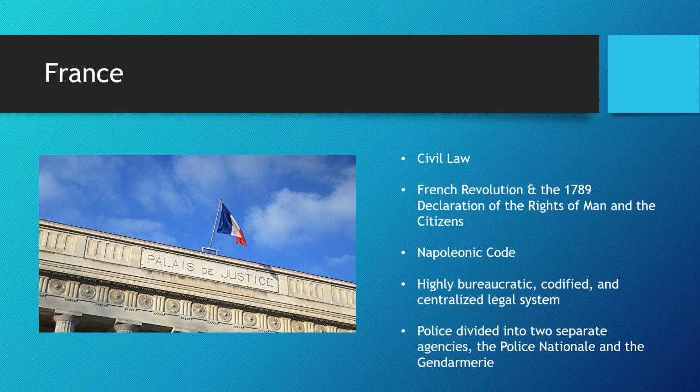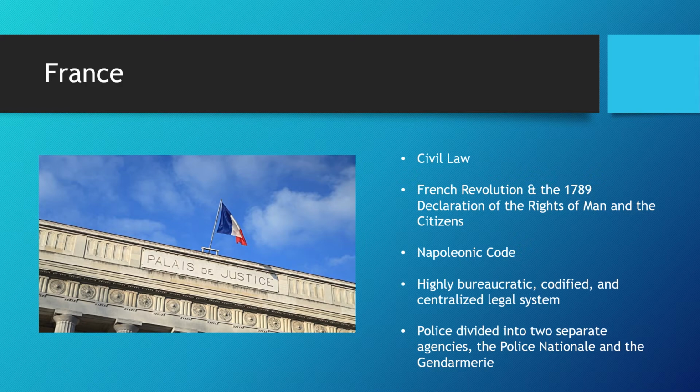The second of the countries to be examined is France. France is currently under a civil law system. The modern civil law system in France can be dated back to the French Revolution in 1789, where France passed their Declaration of the Rights of Man and the Citizen, which could be similarly compared to our Bill of Rights.